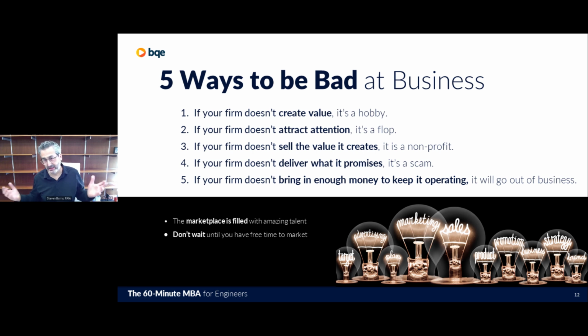Now, this is a silly slide. I apologize for it, but whether you are a sole proprietor, if you're a firm with multiple offices, or you're global, there's actually 5 kinds of givens that I'm just looking at it, not for what you should do to be good at business, but these are the 5 givens of ways to be bad at business. And I thought it would be fun to just share this with you. So the first one is, if your firm isn't creating value for a client, it's really a hobby for you. And if your firm is not attracting attention, we can call that a flop.